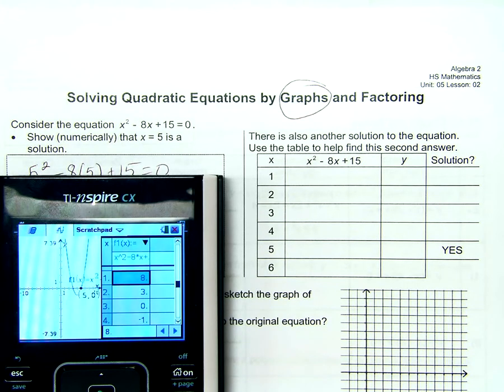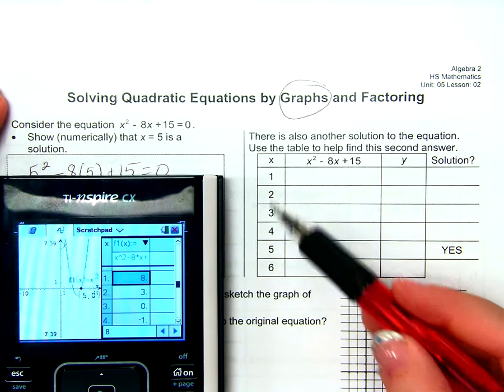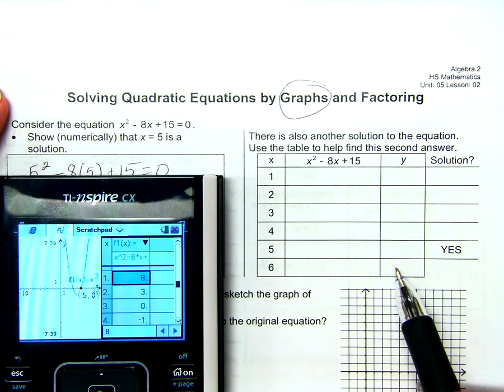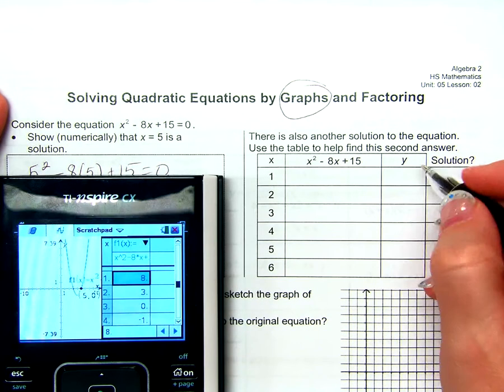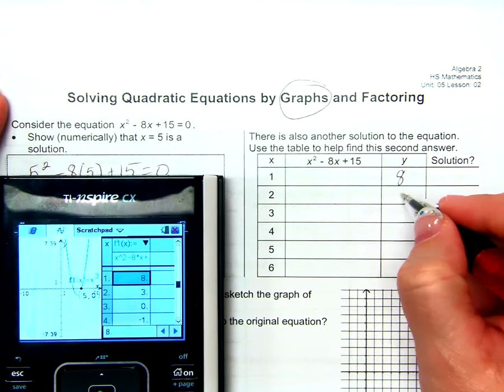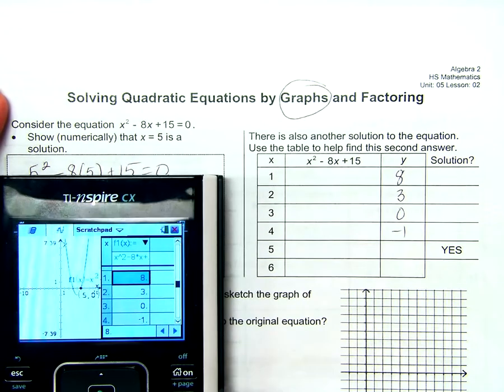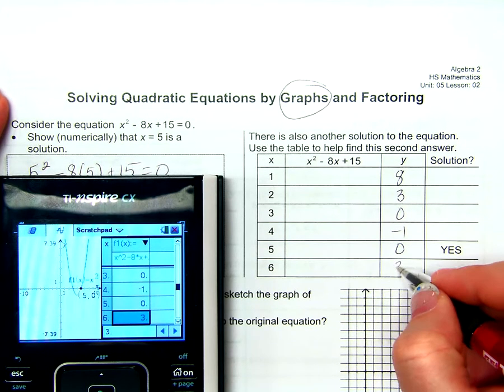Okay, I need you to understand that what the calculator is doing with these x values is substituting it into the equation to give you the output, give you the y values. Are you okay with that? Okay, so 1 is 8, 2 is 3, 3 is 0, 4 is negative 1, 5 is 0, 6 is 3.